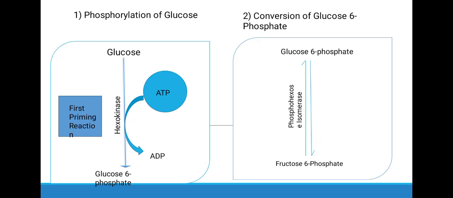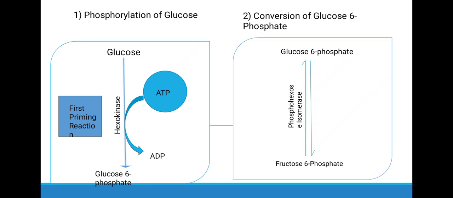First step of glycolysis, phosphorylation of glucose. In this step, glucose is converted into glucose 6-phosphate with the help of the enzyme hexokinase. It is the first priming reaction, where ATP is converted into ADP.